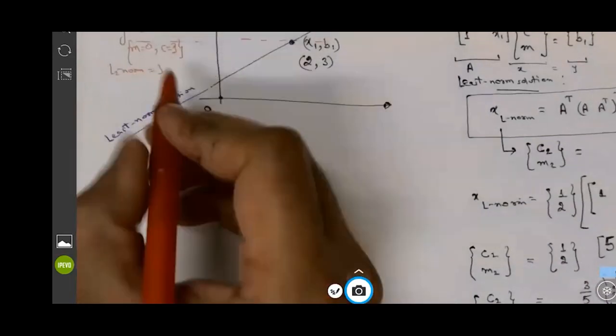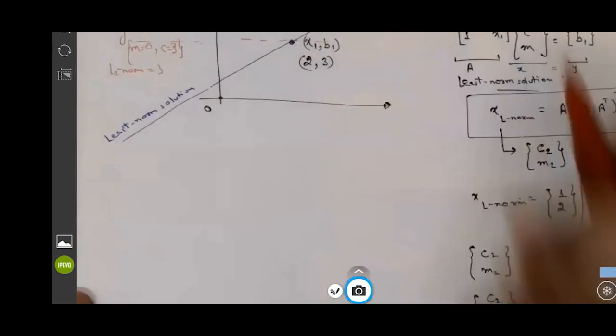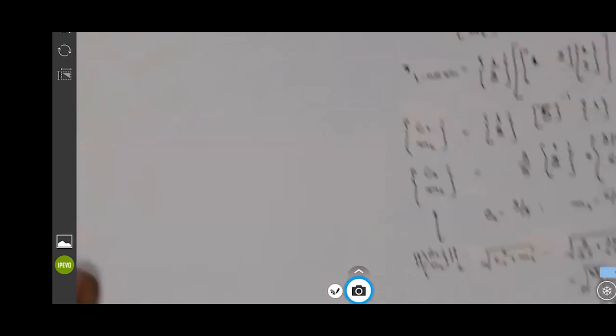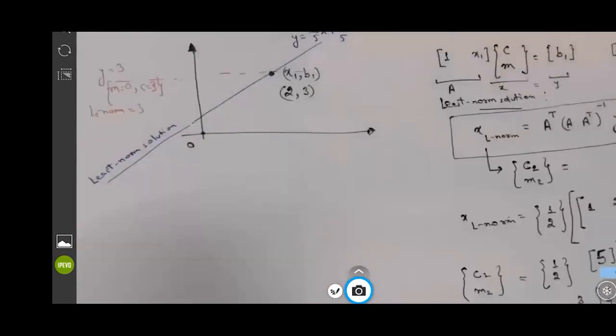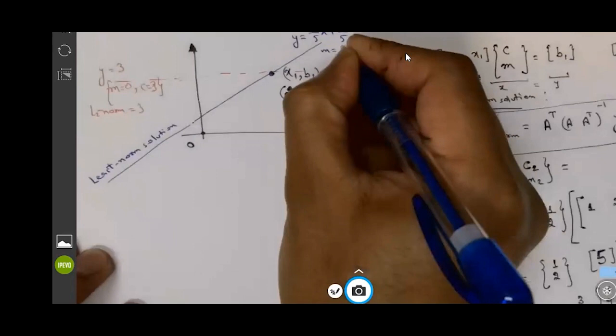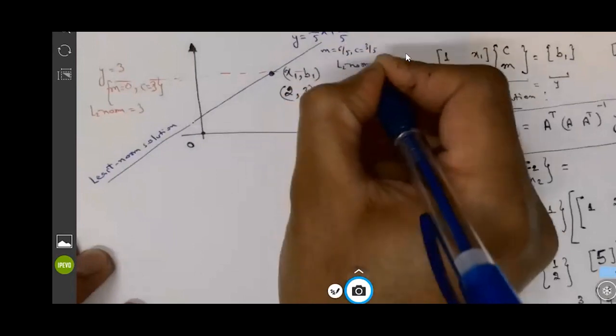And you will see that this L2 norm is much, much greater than the L2 norm of this. The L2 norm of this is how much? 1.3416. That's what you figured out. So here you have M as 6 over 5, C as 3 over 5, and the L2 norm is 1.3416.